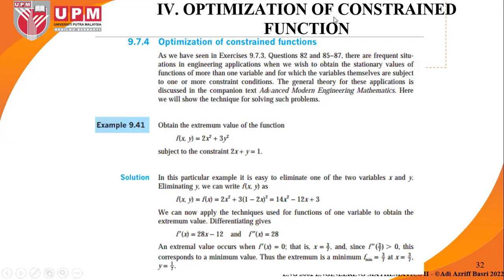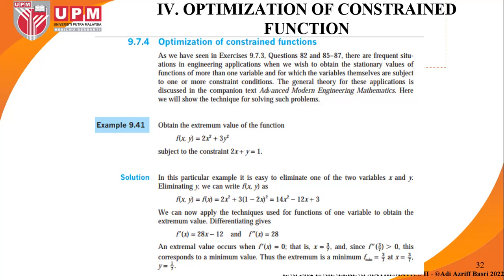Okay. So in terms of this topic, we have learned about the small error. We have learned about exact differentiation. We have learned about Taylor series. We have learned about optimization of unconstrained functions. The next subtopic is optimization of constrained functions. Based on the previous exercise, there are frequent situations in engineering application when we wish to obtain stationary value of the function of more than one variable, for which the variables themselves are subjected to one or more constraint conditions. The general theory for this application is discussed in the companion text of Advanced Modern Engineering in detail. So he will show you the technique of solving.